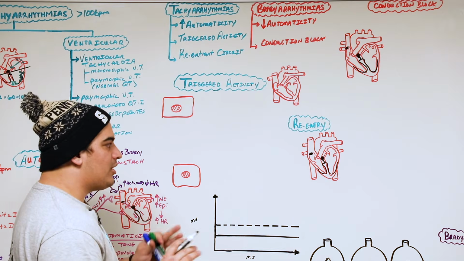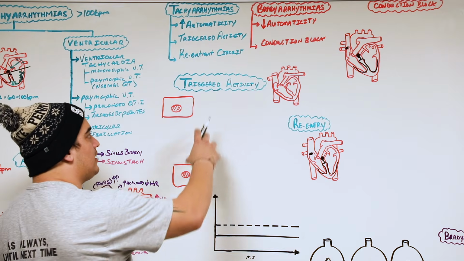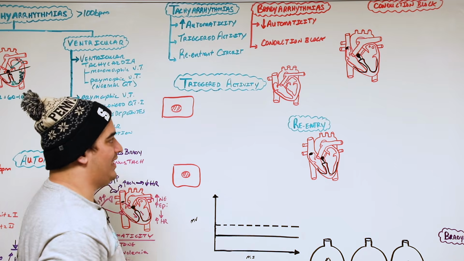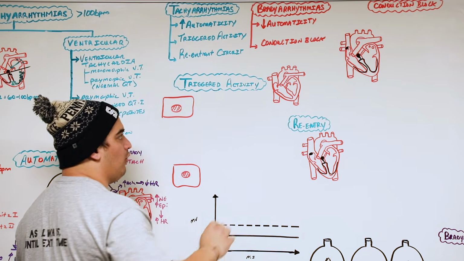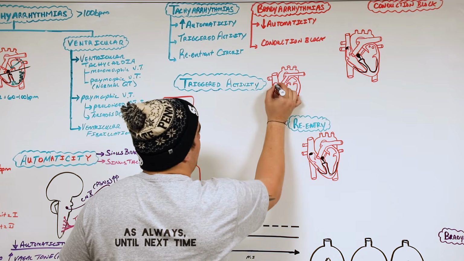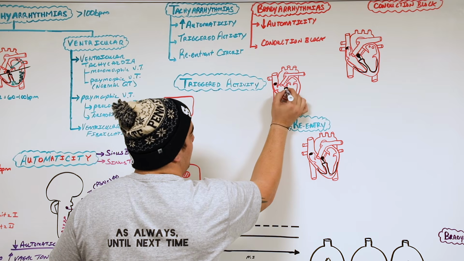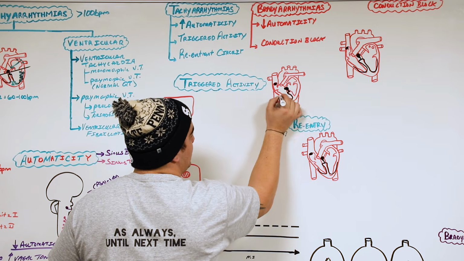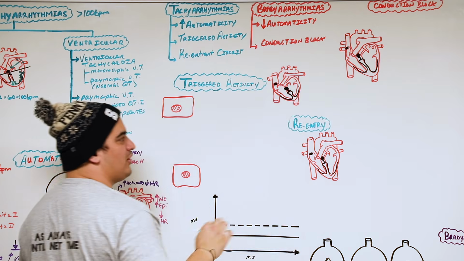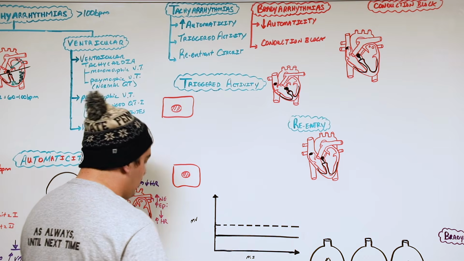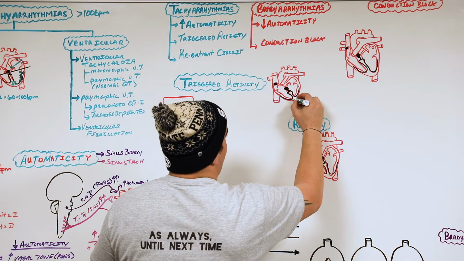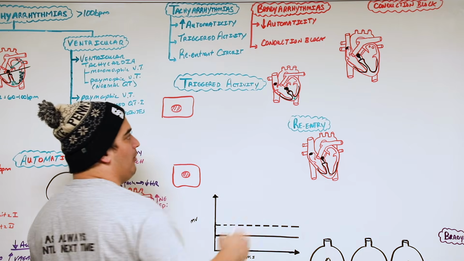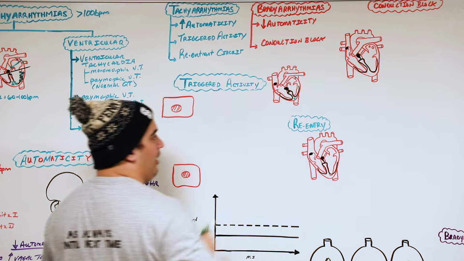All right, so we finished up talking about automaticity. Now the next type of cause for underlying tachyarrhythmias is triggered activity. Really simple, straightforward. What happens is, you guys know you have your normal conduction system, SA node, AV node, bundle of His, bundle branches, and Purkinje system. That's our normal conduction system. Let's say that you develop an irritable area, right? Some irritable area within the ventricular myocardium or some irritable area within the atrial myocardium.